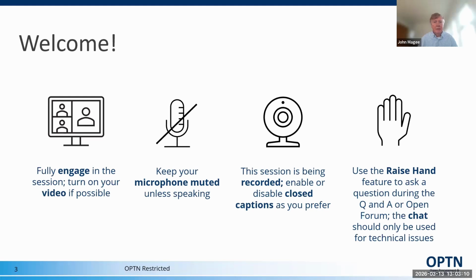So again, general housekeeping rules. We ask everyone to keep your microphone muted if you're not speaking. It is being recorded. It is also an open session. You can enable or disable the closed captioning as you prefer. Keep your video on, please, and use the raise hand function to be recognized, and try to minimize the use of the chat for only technical issues so we can focus on the conduct of the meeting. Next slide.